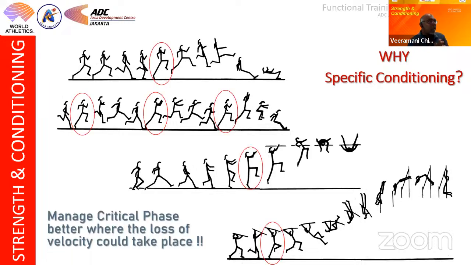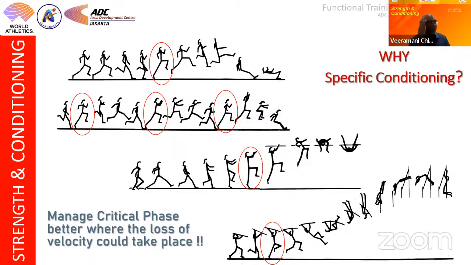So again, what we're looking at is, I use jumps as one of my examples here. It is basically to manage critical phases better, where the loss of velocity could take place. Once you create a velocity, as we are moving into different phases, when you create the final movement, there is a lot of chance where this velocity can be lost. So how are we able to use specific conditioning to manage this loss of velocity so that our performance can come out as we planned? So again, that's how I look at why specific conditioning is important.